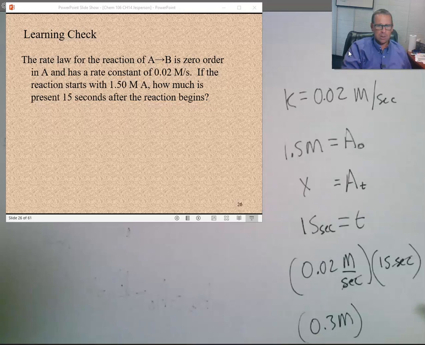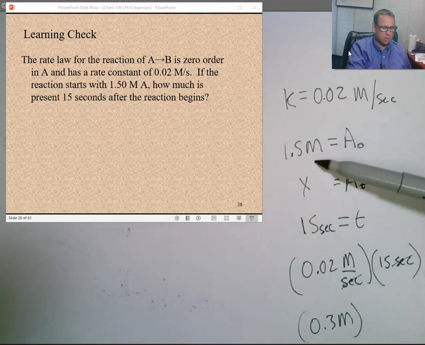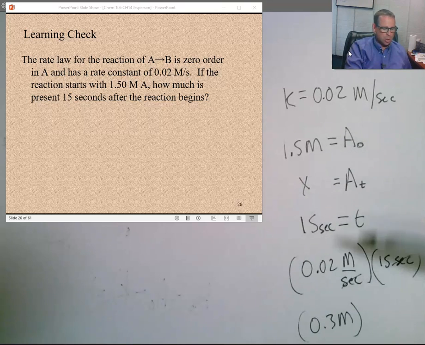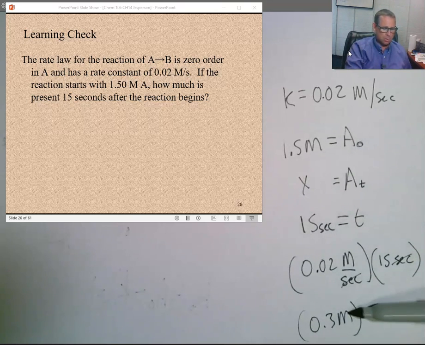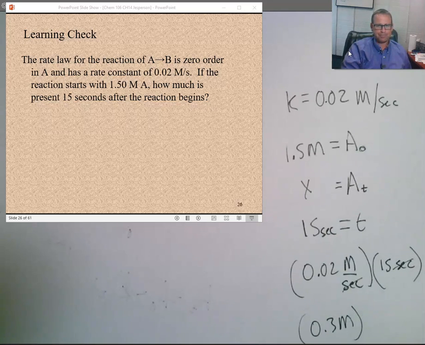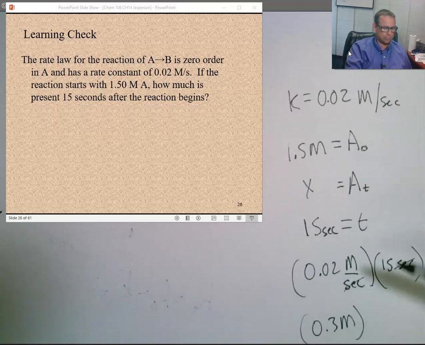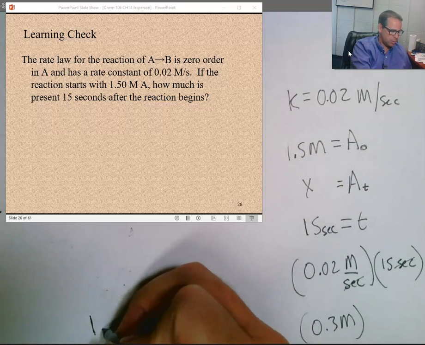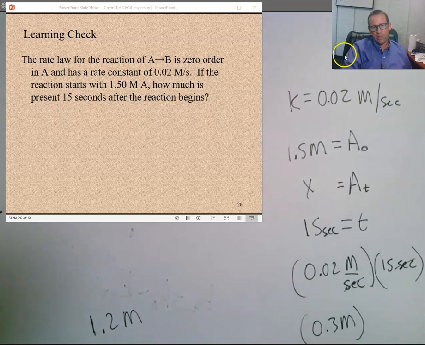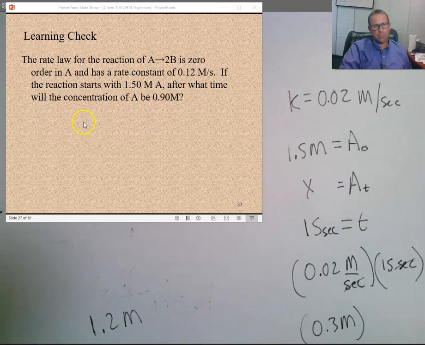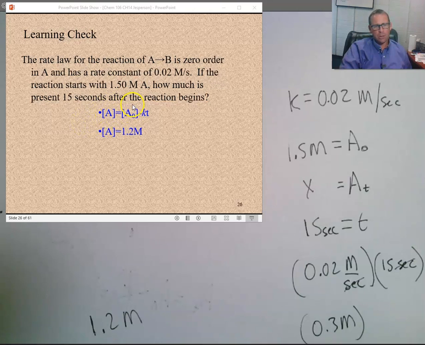Does that make sense? Did we do that right? Yeah, okay. Because we started with 1.5, right? So 1.5 is what we started with. We lose that much. So how much do we have when we're done? 1.2 molar. Very good. So we took what we started with, that's A naught. We subtracted the molars per second times seconds, to know how much we were going to subtract from our initial concentration of 1.5, and that ended with 1.2.